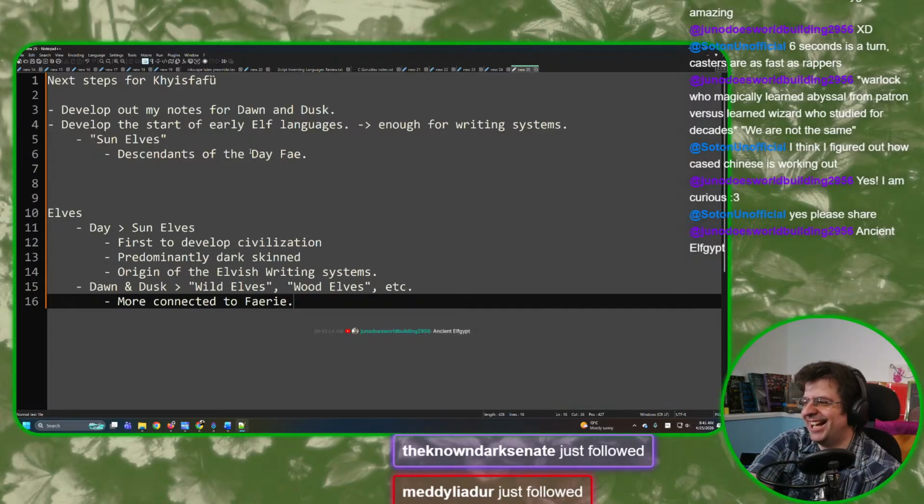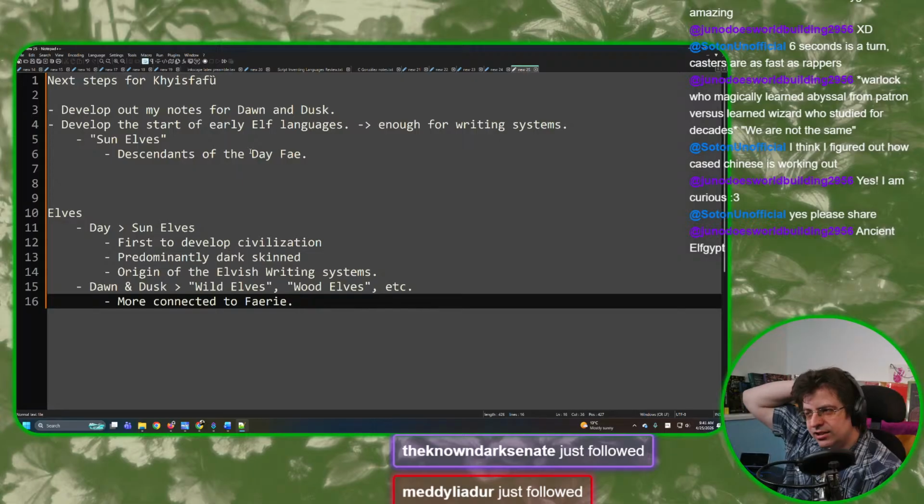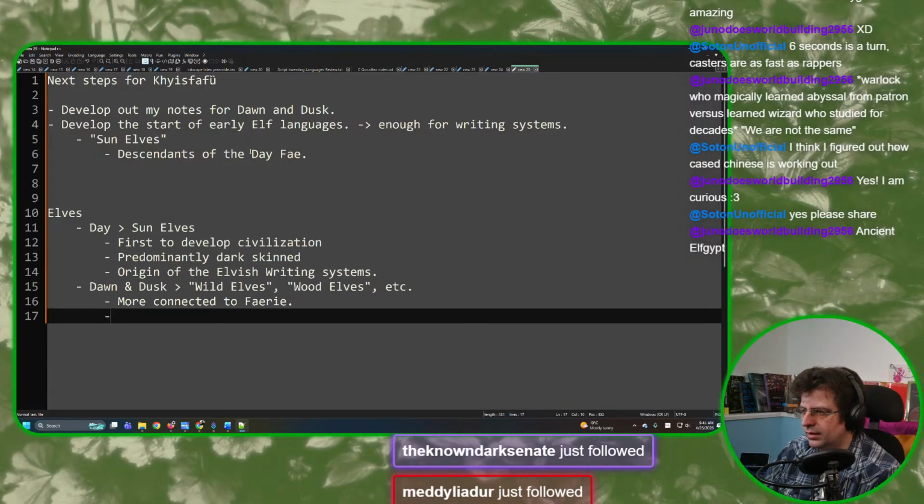Ancient elf Egypt. I don't necessarily want to say that elves are the origin of all civilization. There may be pristine human civilizations, or it may be that this civilization that the elves create is also populated partially by humans. But that's world building that we can get to later. Adopt writing from the sun elves.